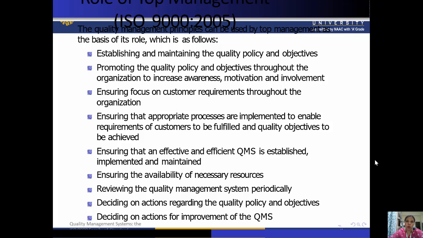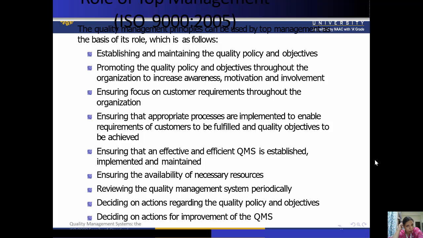Now, the role of top management. So, as per ISO 9000:2005, the role of top management for developing the quality management system is explained. So, quality management principles can be used by top management as the basis of its role, which is as follows.